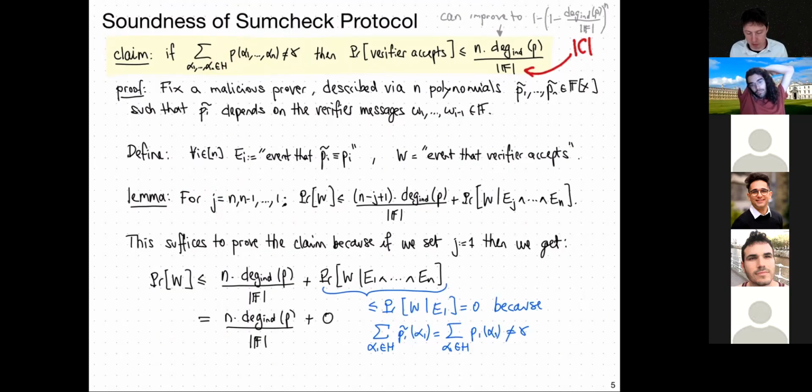So all we're left to do is to just prove it. And we're gonna prove it, guess what, by induction, okay? Any questions about this slide? All we've done is to set up notation, define some events, state a technical lemma that we haven't proved, and then derive the claim from the lemma, okay?